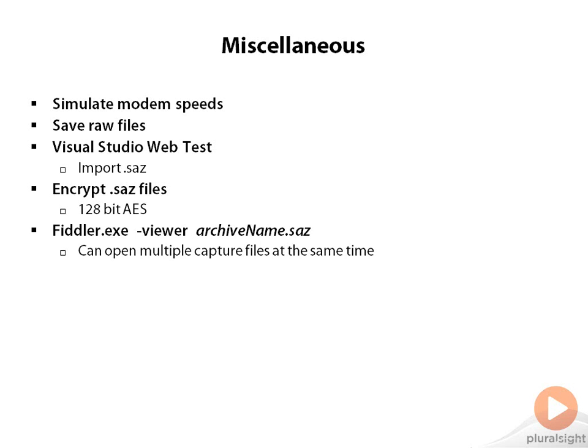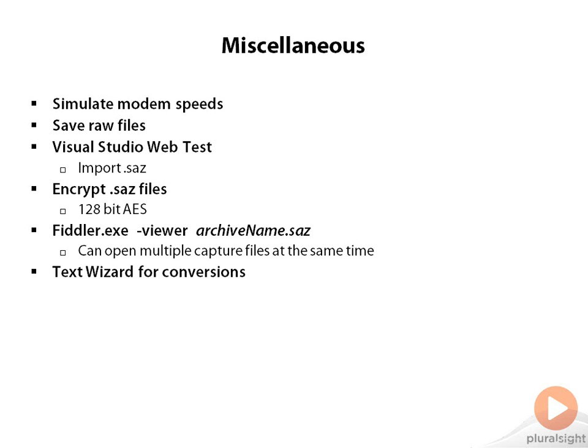By default, Fiddler only shows one archive at a time, so if you were to want to pull up two archives side by side, you can use the dash viewer option. So it's a read-only copy of those archives, so you can have multiple instances of read-only Fiddler up so you can compare archives.